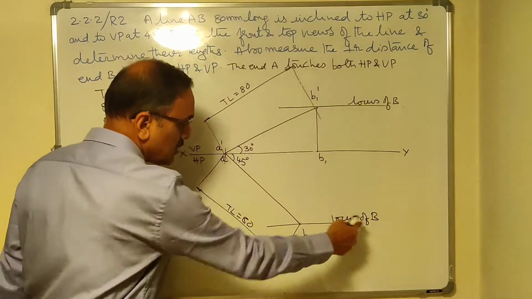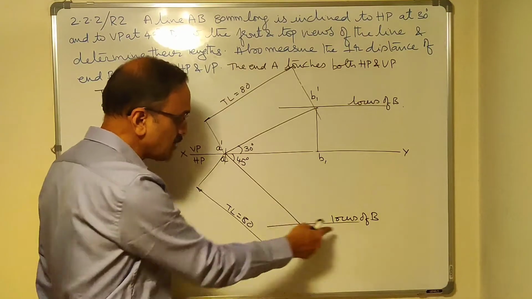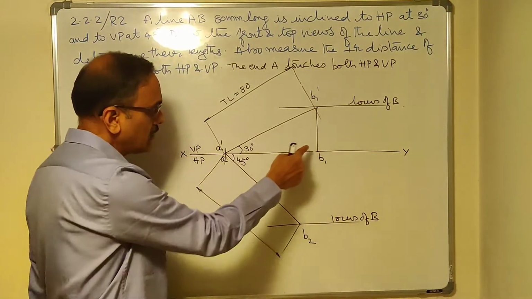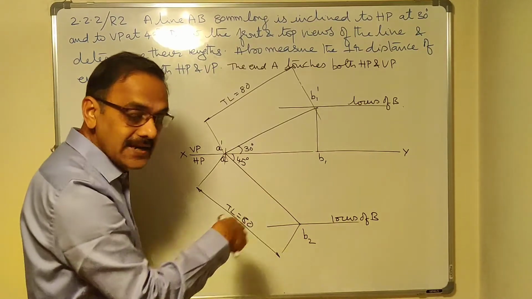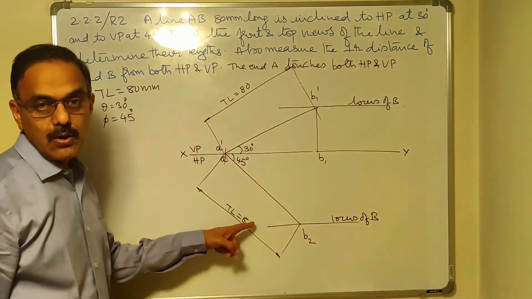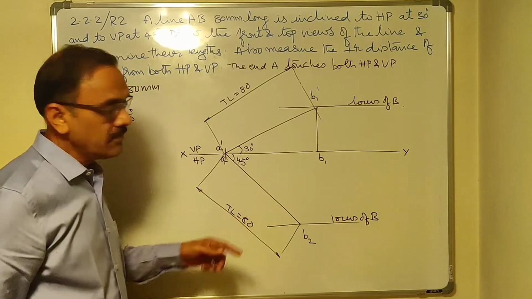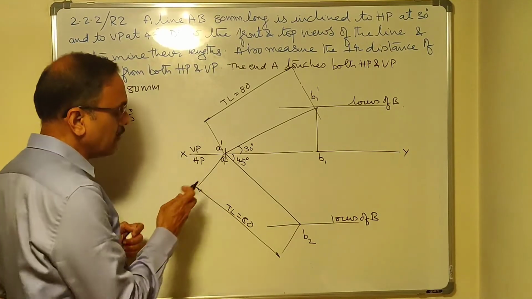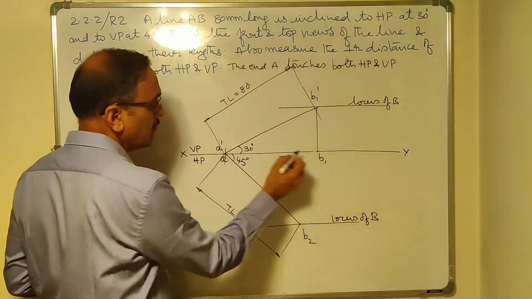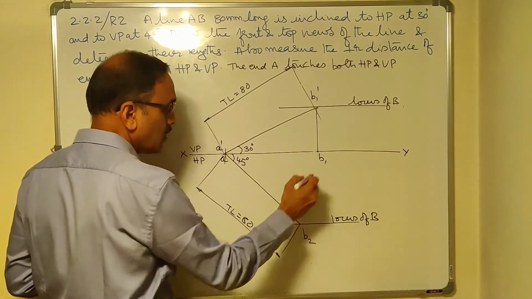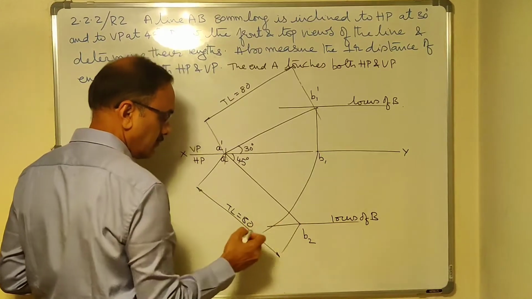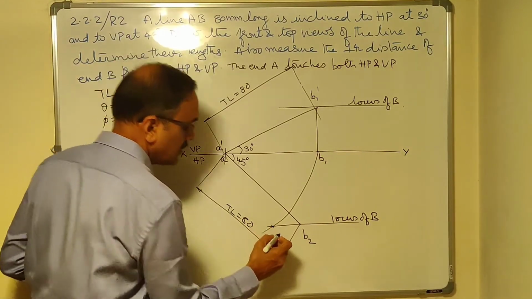You know that this is the locus of B. So B has to lie only on this line. From this, you got the position of B1 here. So I need to transfer it onto this locus. How do you do that? Maintaining the same length, take A as center and AB1 as radius. Draw an arc onto the locus of B. Wherever it cuts, that will be B.